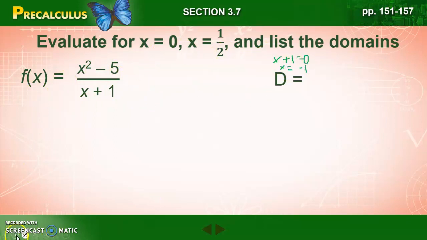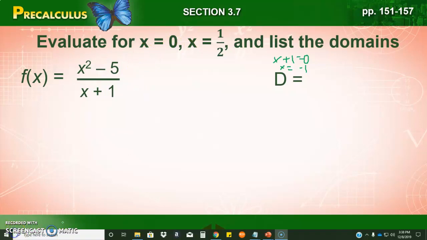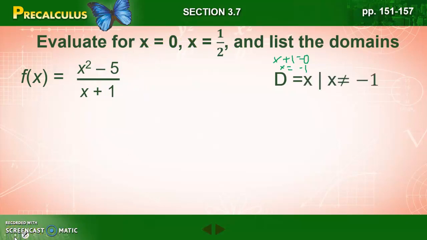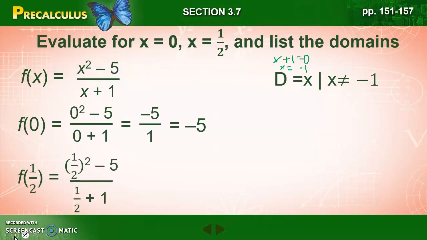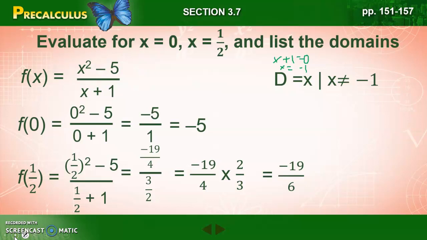Let's evaluate for x equals 0 and x equals 1/2. All right, for x equals 0, we get -5 over 1. And for x equals 1/2, we end up with 1/2 and -19/6. So our domain is all values of x except x cannot be equal to -1, because then we would have an undefined function.